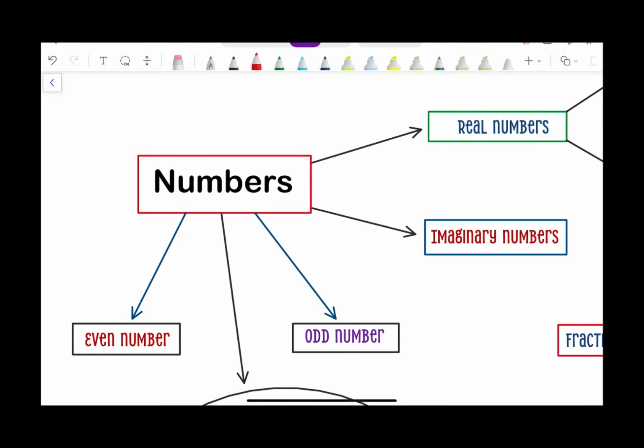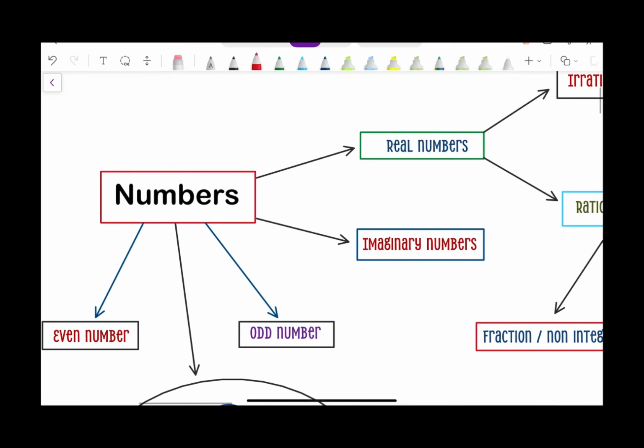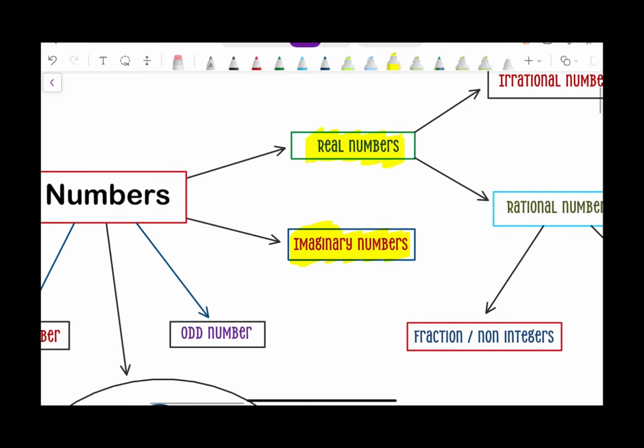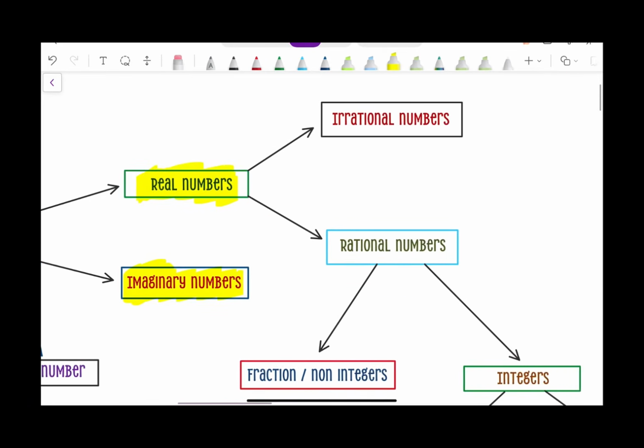So when we talk about number system, simply when we talk about numbers, there are two things. One is imaginary numbers and the other one is real numbers. From an exam point of view, no questions are asked from imaginary numbers, so I'll be focusing on real numbers only. Real numbers can be divided into two things.